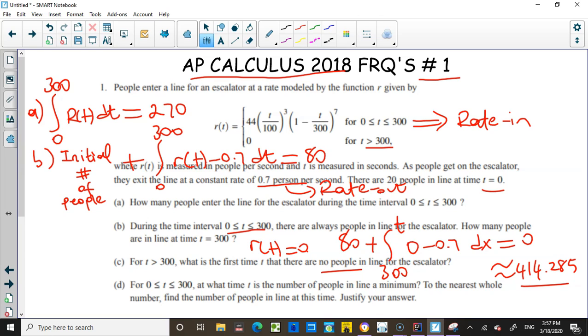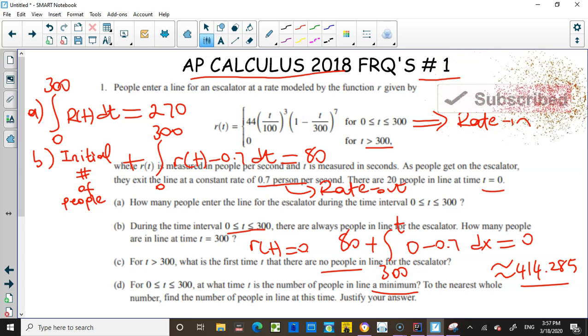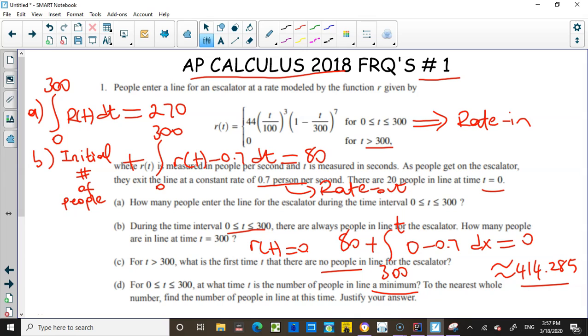All right, let's move on to part D. It says for 0 less than or equal to t less than or equal to 300, at what time t is the number of people in line a minimum? So we've come across a minimum or maximum problem, and in this case we're specifically focusing on the minimum. To the nearest whole number, find the number of people in line at this time.